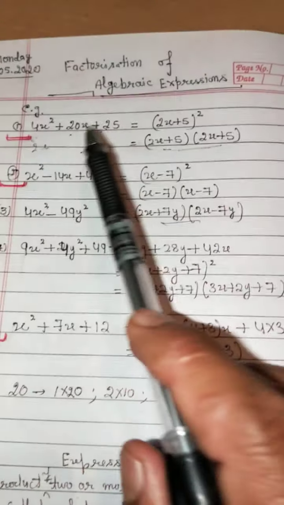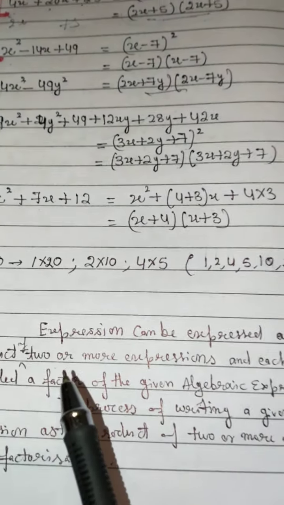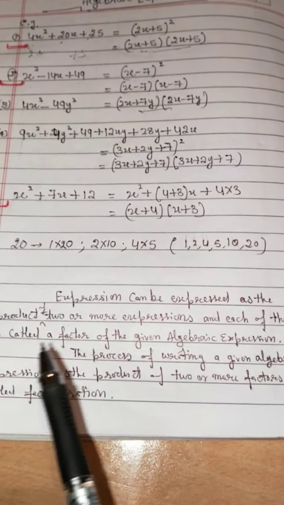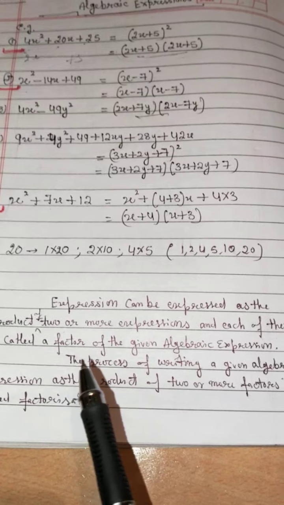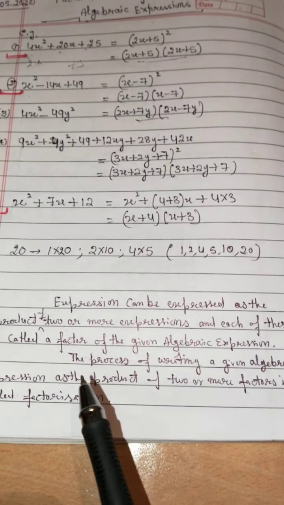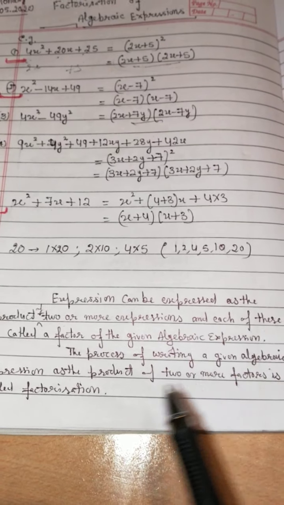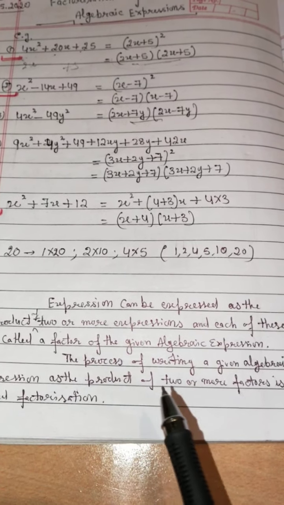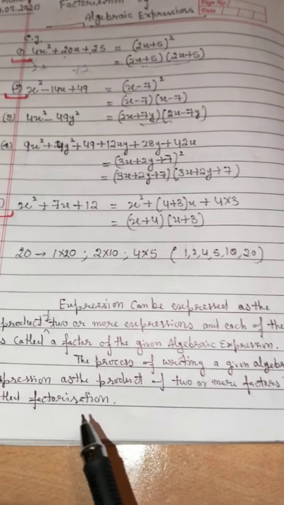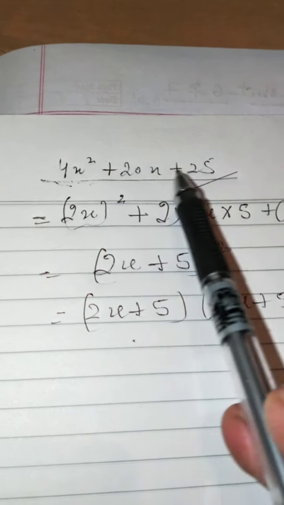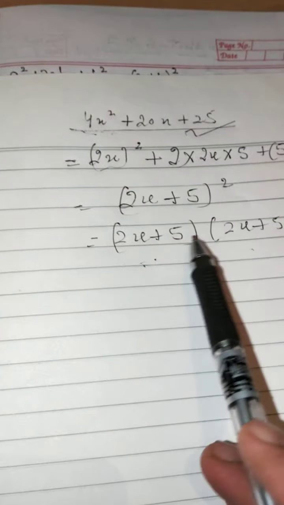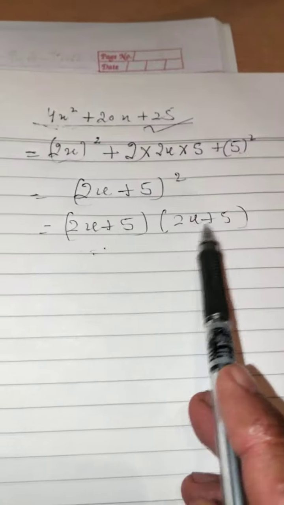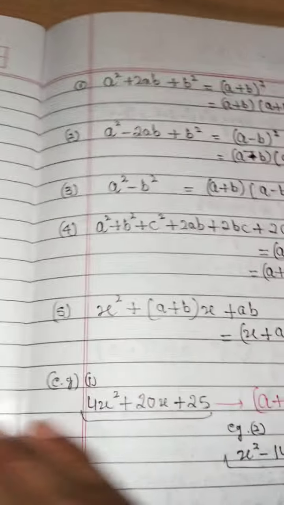So what do you mean by factorization of algebraic expressions? Expressions can be expressed as the product of two or more expressions, and each of these is called a factor of the given algebraic expression. And the process of writing a given algebraic expression as the product of two or more factors is called factorization. So in this way we can factorize the following expressions.